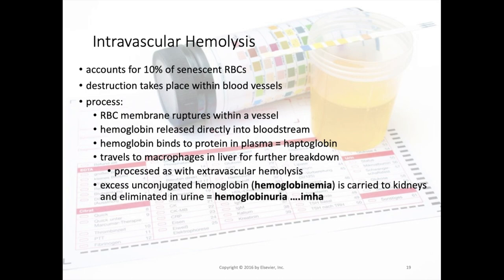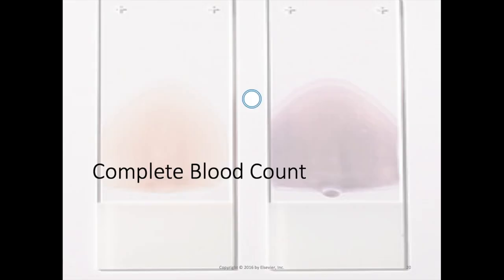So if we're getting an abundance of hemoglobin on the urine dipstick, then we're seeing hemoglobinuria, and that could be indicative of conditions like immune-mediated hemolytic anemia, which is a condition whereby, of course, the immune system is attacking its own red blood cells and destroying them in the vessels. So, things that we look for on that urine dipstick.